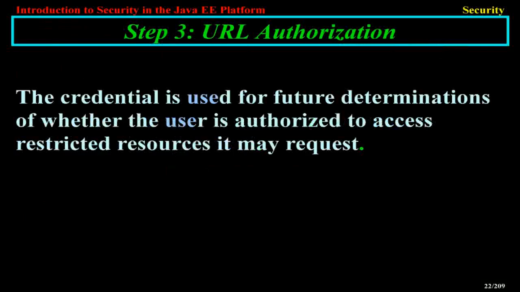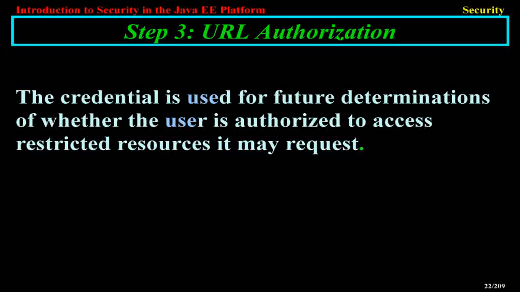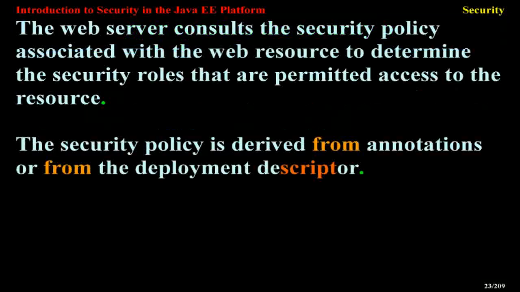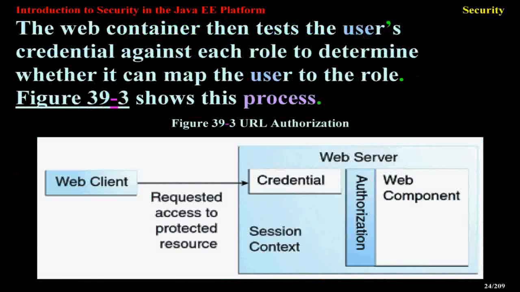Figure 39-2, Initial authentication. Step 3. URL authorization. The credential is used for future determinations of whether the user is authorized to access restricted resources it may request. The web server consults the security policy associated with the web resource to determine the security roles that are permitted access to the resource. The security policy is derived from annotations or from the deployment descriptor. The web container then tests the user's credential against each role to determine whether it can map the user to the role.